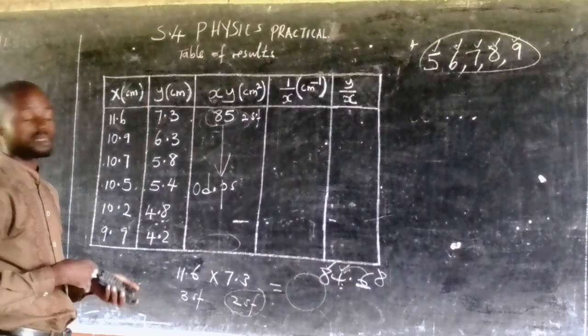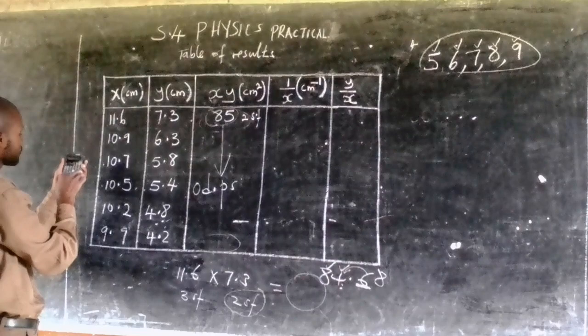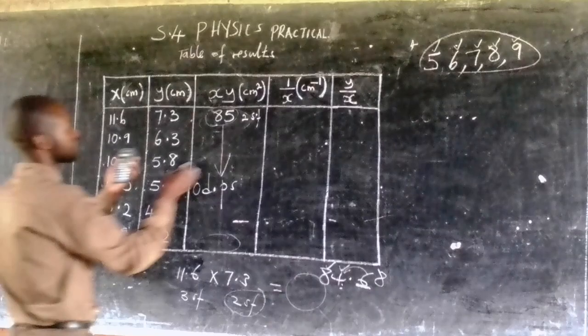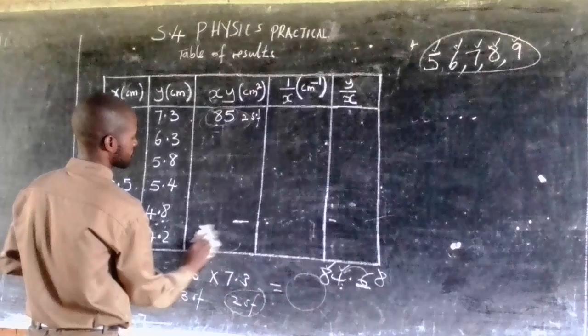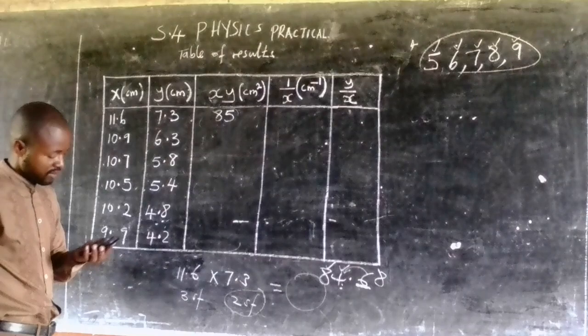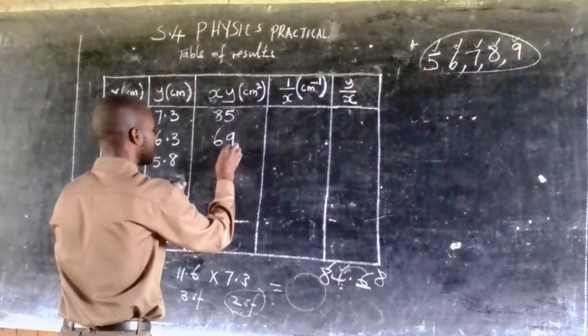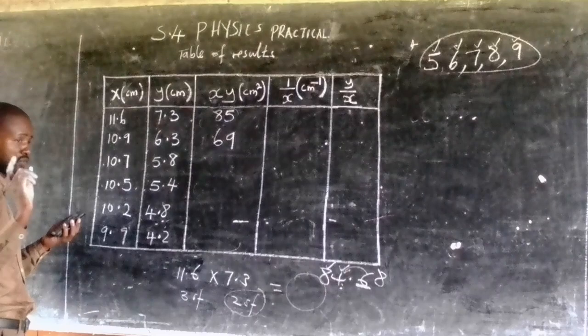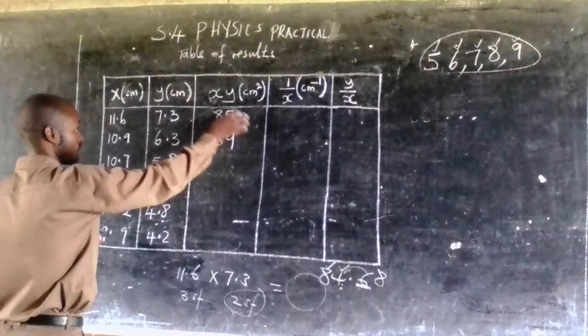I'll have this times this. This one I'll write as 69 after having rounded off to zero decimal places. In this case, I'm not talking about significant figures, I'm talking about decimal places. Significant figures have to work only on the first one, and in the first one also we consider the biggest product when you are multiplying.